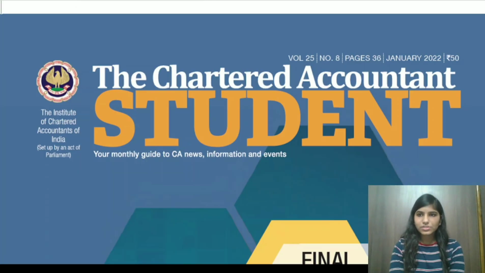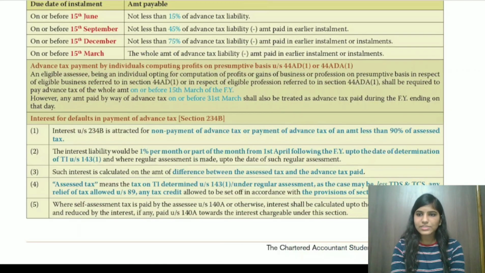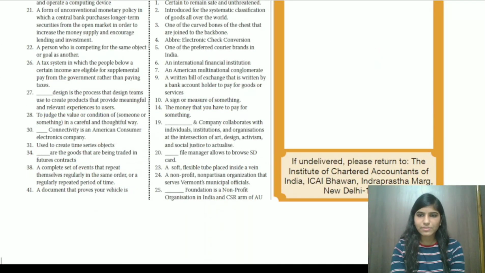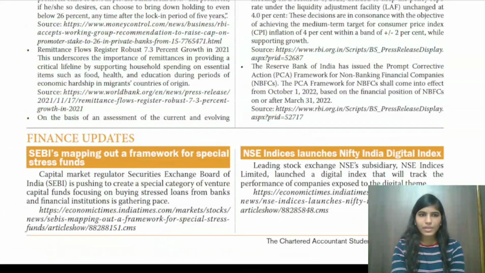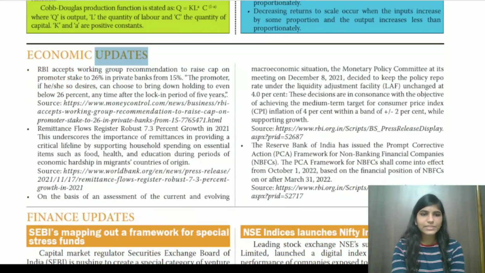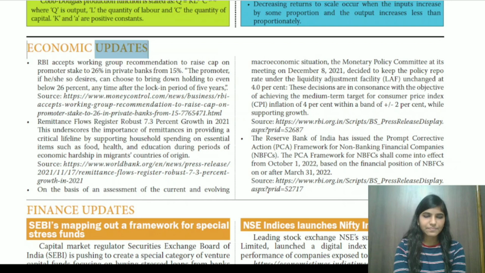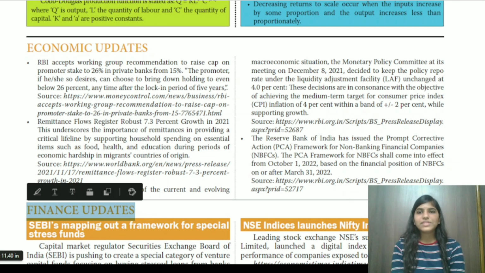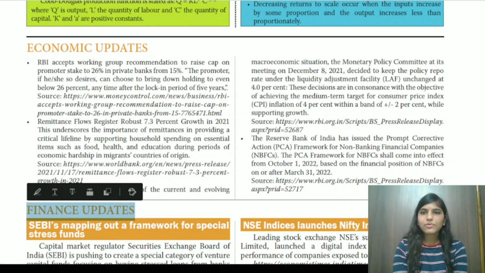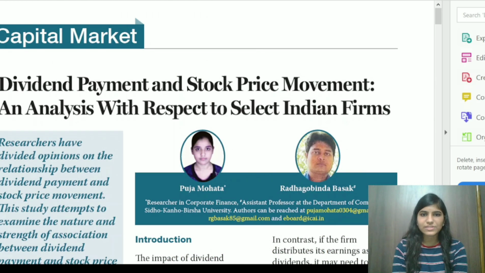So this is the student journal. Here, if you go to the last page of the student journal, almost at the last, there is a section of economic updates and finance updates, as you can see. So you have to compile these student journals for your attempt and take a printout of the same. The same goes with members journal. Let me show that to you as well. So in members journal, there are a lot of topics which are discussed. For us, what is relevant is the capital market topics. So all the capital market related topics can be compiled and taken for the examination.